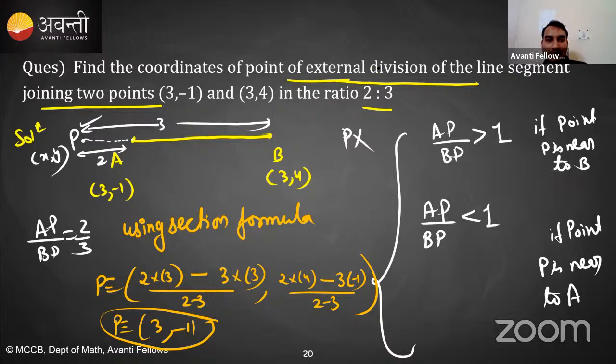So now you are able to see how to use the formula, right? And how to see whether P is near to A or near to B, if the division is external or internal. In internal division, it does not matter, right? But in external division, when writing M and N, it is very crucial that you know whether P is lying near to A or near to B. If I write it the other way, then this 2 will get multiplied with A and 3 with B, which will give you the wrong answer, right? I hope this is clear now.